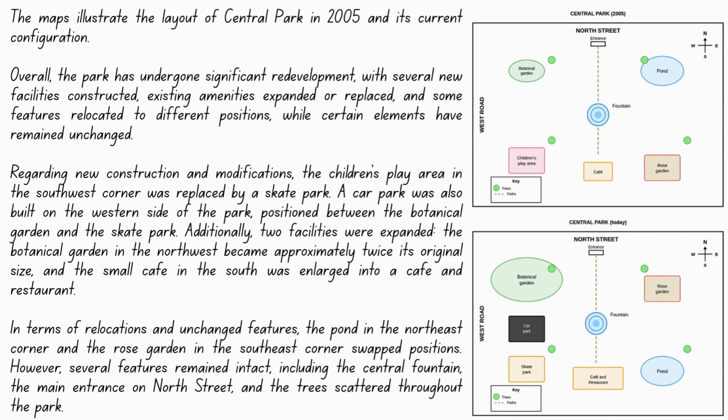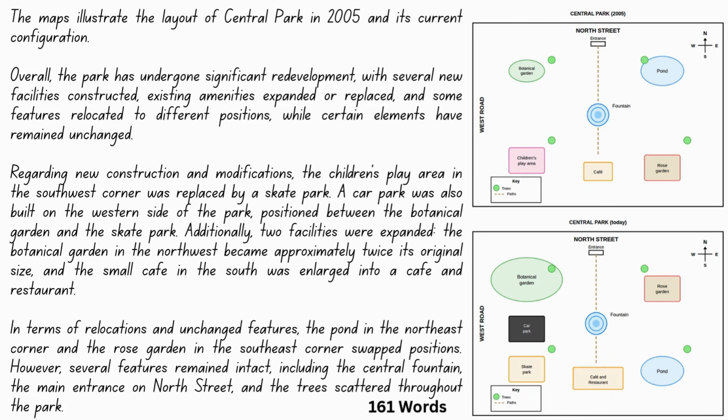Let's look at our complete Band 9 answer on screen. Our introduction paraphrases the question. Our overview gives a general statement about the types of changes. Our first body paragraph describes additions, replacements, and expansions. Our second body paragraph describes relocations and unchanged features. The total word count is 161 words, which is well above the 150-word minimum.